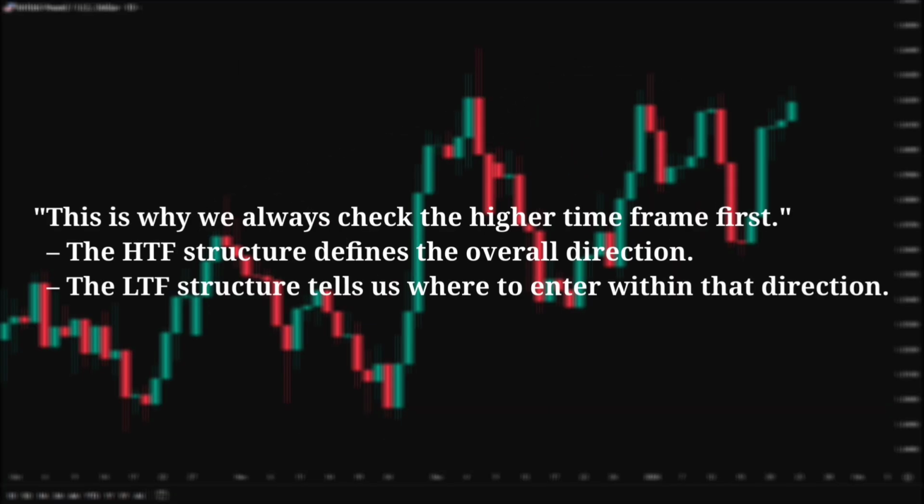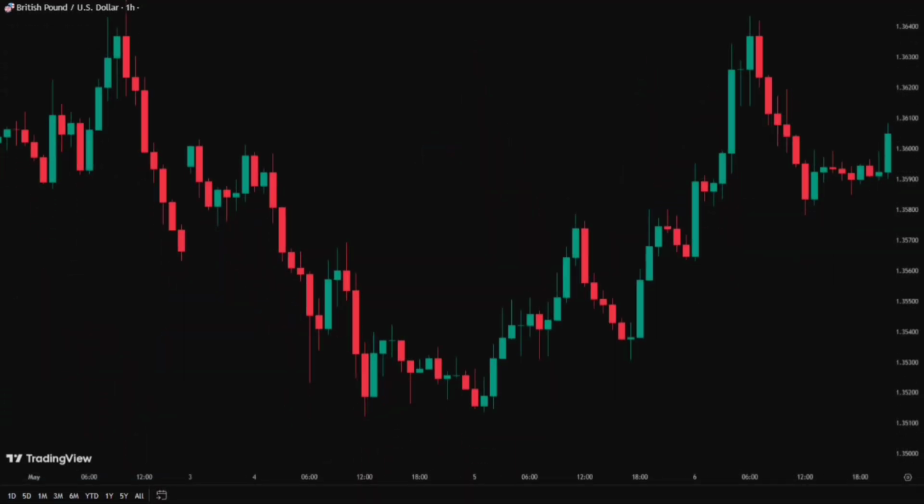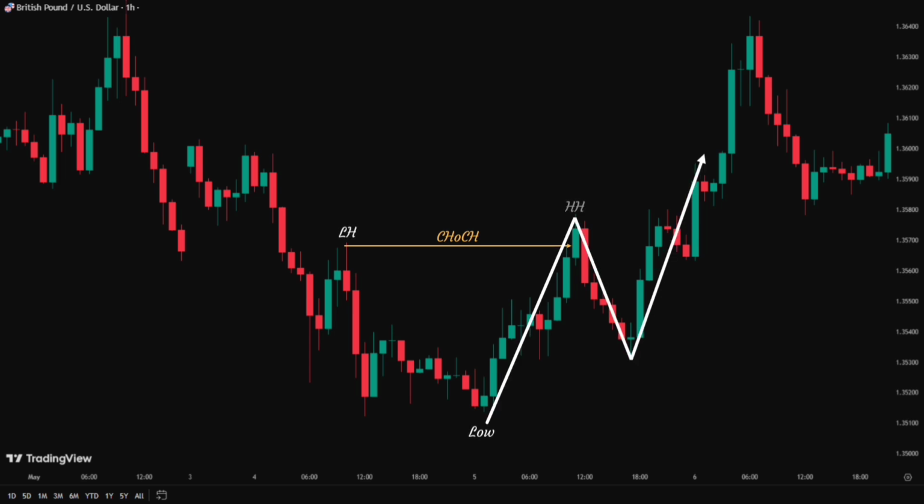This is why we always check the higher time frame first. The higher time frame structure defines the overall direction. The lower time frame structure tells us where to enter within that direction. If the daily chart is bullish and the 1-hour chart pulls back into bearish structure, we are not looking to sell. We are waiting for the 1-hour chart to give a change of character back to the upside so we can buy in the direction of the daily trend. The lower time frame structure gave us the pullback. The change of character on the lower time frame gives us the entry.